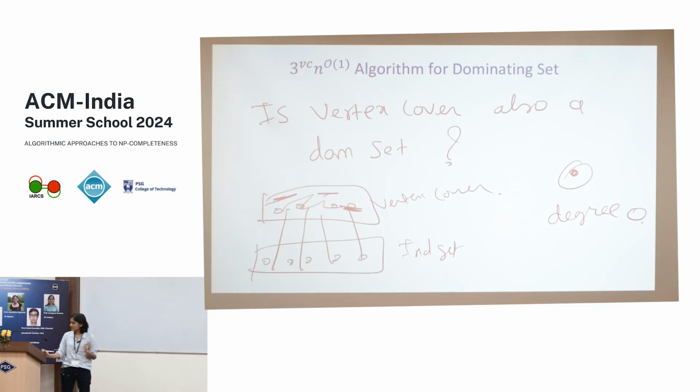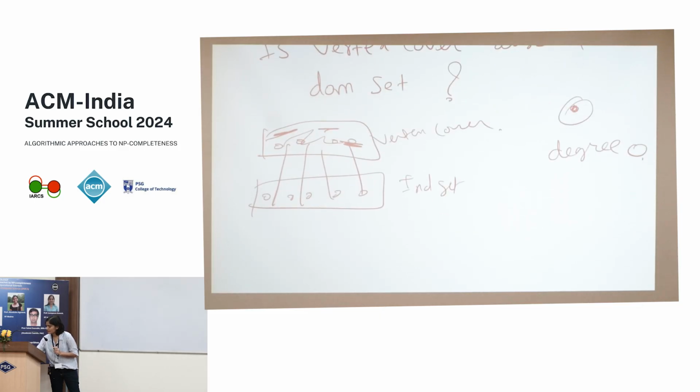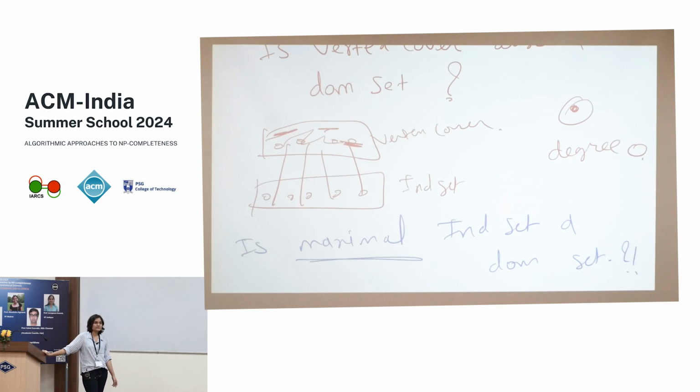Okay, now I have another question. Is a maximal independent set, I am using the term maximal here, a dominating set? So what does maximal mean? I can't add any more vertices to it, otherwise I'll break the independent set property. That's what maximality means here. This is the maximal set I have. If I add one more vertex, it will have an edge to some other vertex in the maximal independent set.